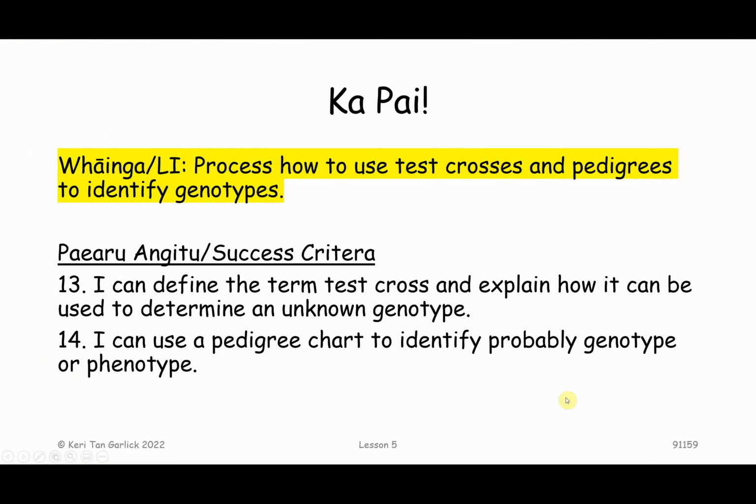That's okay. So today we are looking at how you use a test cross and also the pedigrees, and using both of those as tools to figure out unknown genotypes. So by the end of today's lesson, you should be able to define what a test cross is, and you should be able to use that to determine an unknown genotype, and you should also be able to use a pedigree chart. This is going to be really important to be able to do, especially when we start looking at multiple genes.